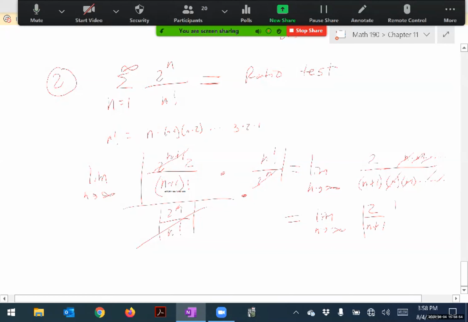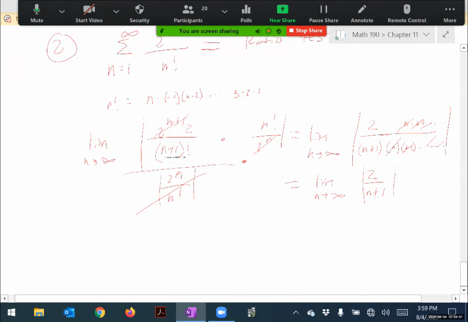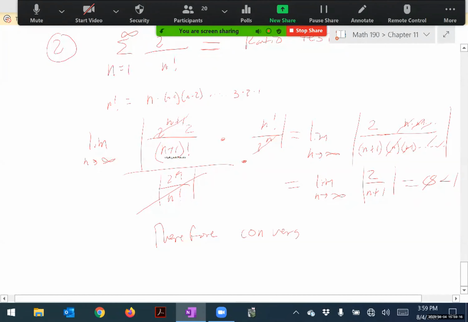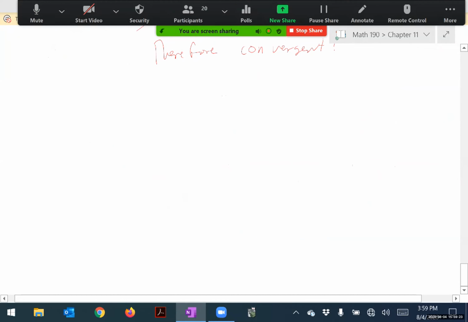We can have an absolute value there if we want, doesn't matter because everything's positive now. And so what does this thing go to? This goes to 0, which is less than 1. Therefore, this thing is convergent. And that's 11.7.